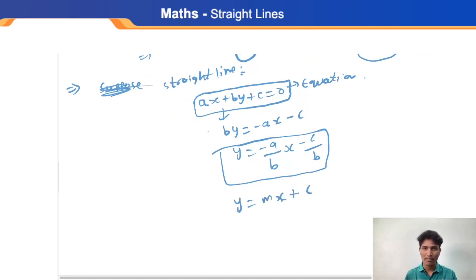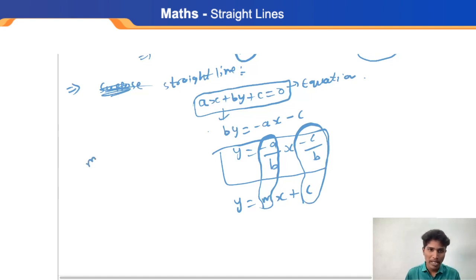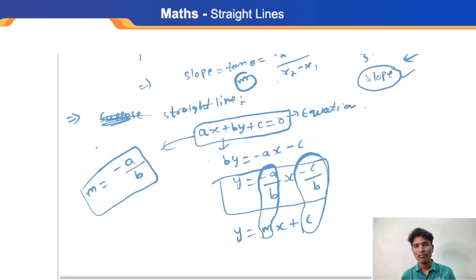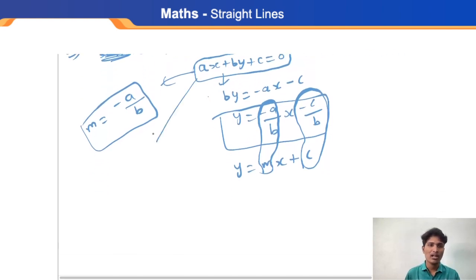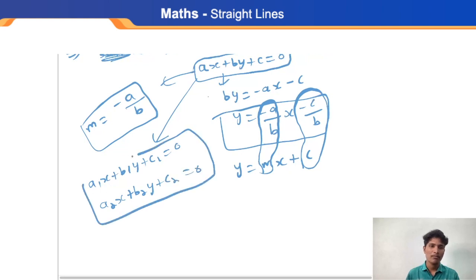I will explain what is mx plus c. If I compare, I can write this, very important thing: the slope m of this line can be calculated simply by taking minus a by b as a ratio. Minus a by b is the slope here. This is an important thing. Suppose there are two straight lines, a1x plus b1y plus c1 is equal to 0 and another straight line a2x plus b2y plus c2 is equal to 0.